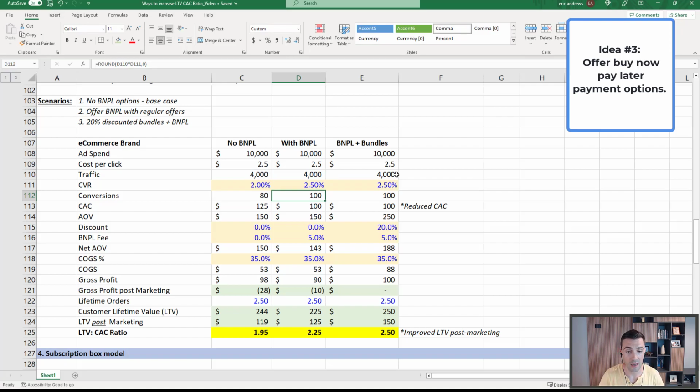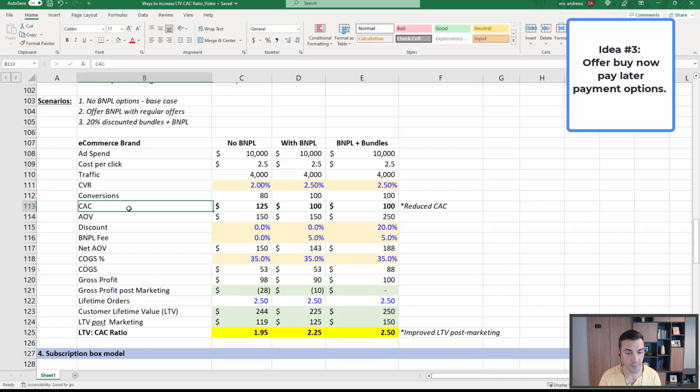And that's because 0.5% of the people wouldn't have converted, but the fact that they can finance the purchase makes them convert. In scenario 3, we say it's 2.5% as well. We'll see down here a slightly higher average order value, but they're getting a better deal overall. So in this situation, we have CAC, which is 125 because the conversion rate's lower, and then 100 and 100. So far we've reduced our CAC with the buy now, pay later bundles.